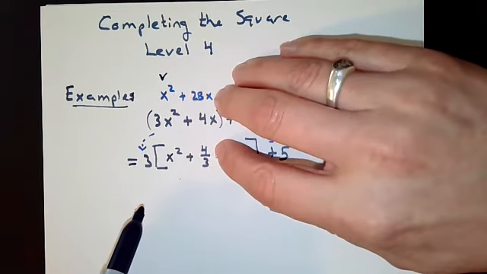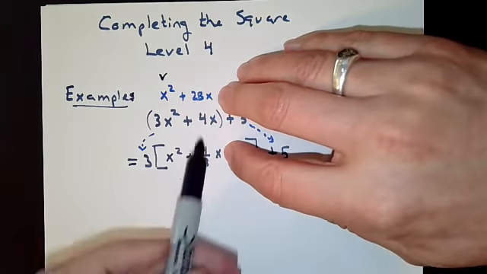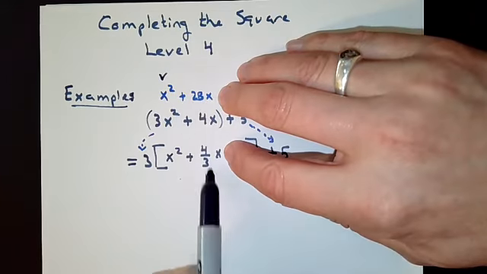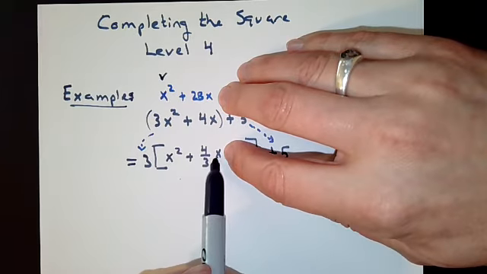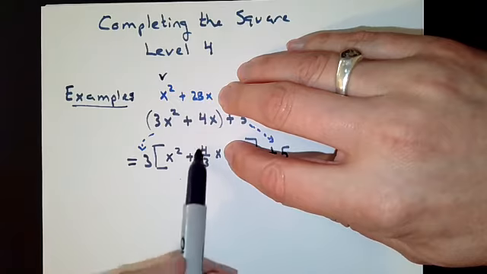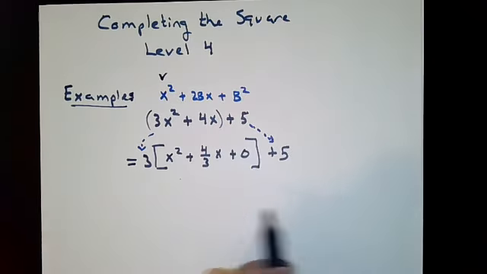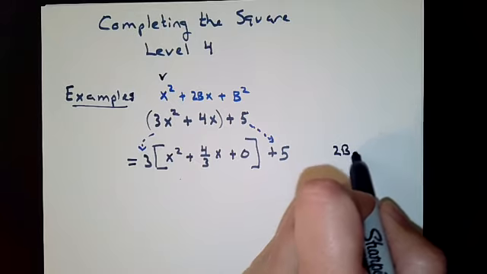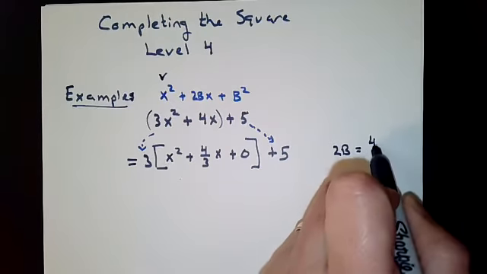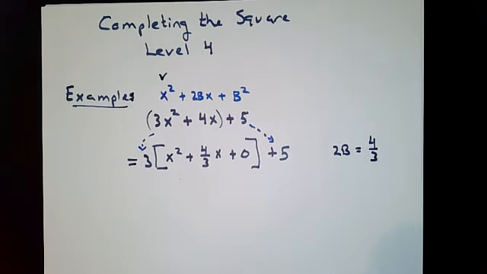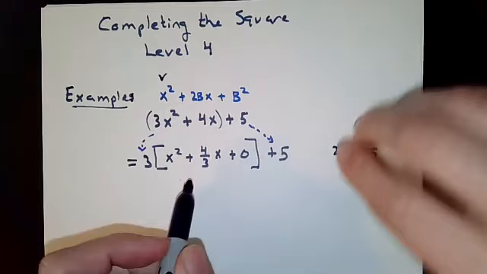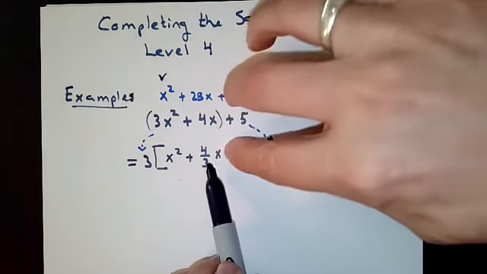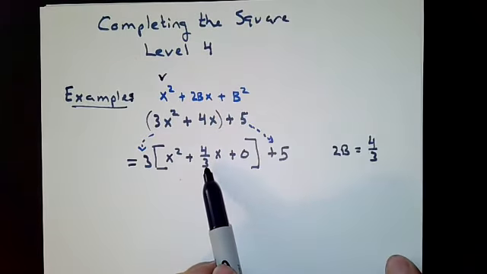Then the middle term will match if we make the right definition. 2b times x has to be the 4/3 x. So the 2b has to be the 4/3. Let's come over here and write that down. So our 2b has to be the 4/3. So with that definition, the 2bx matches the 4/3 x. So we match.